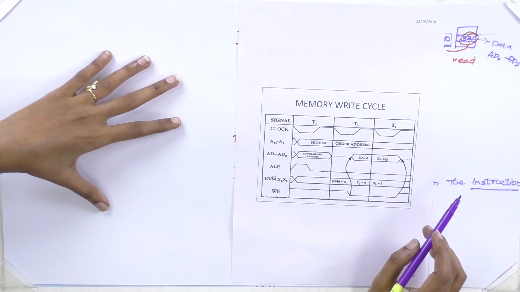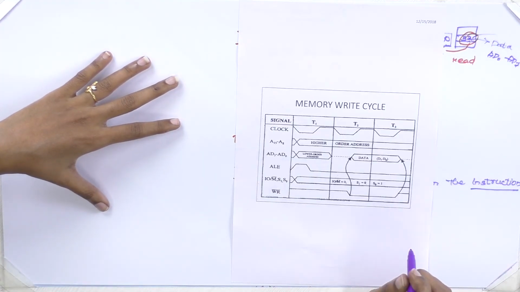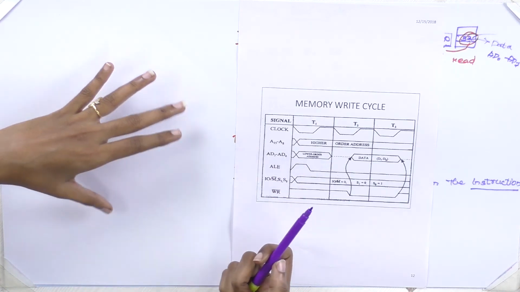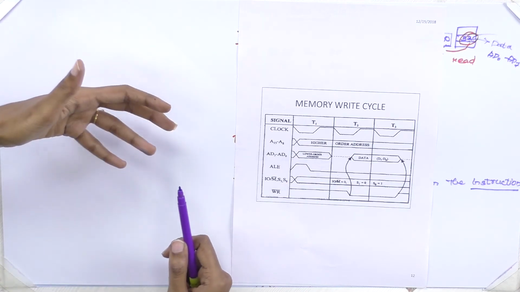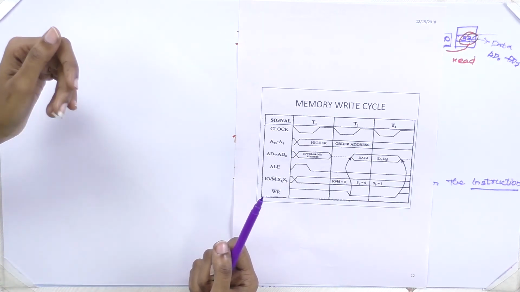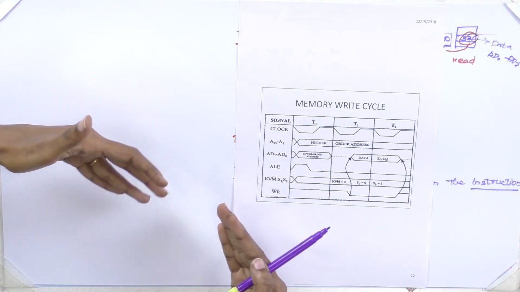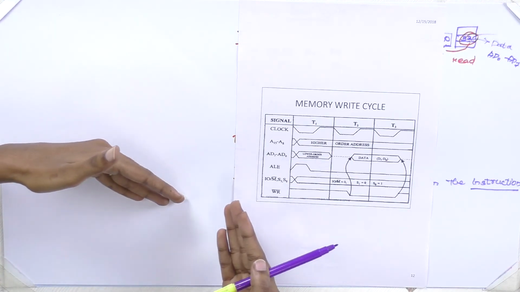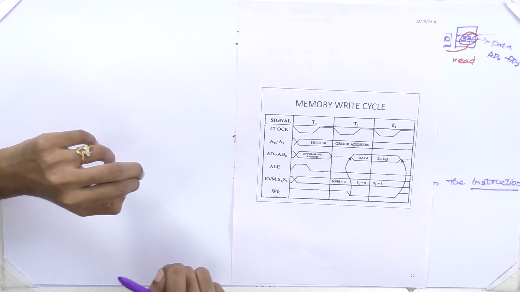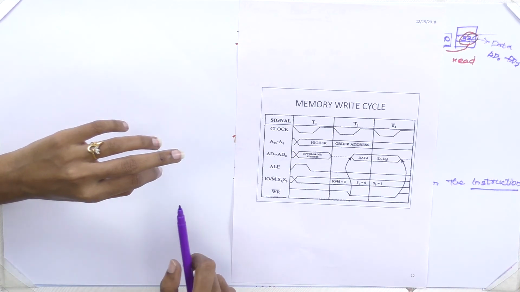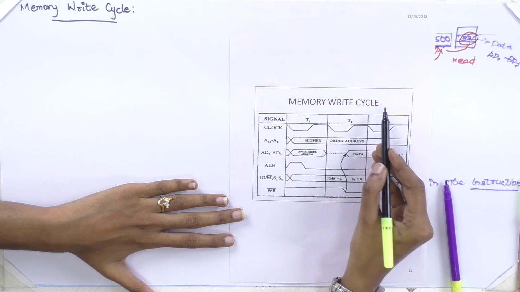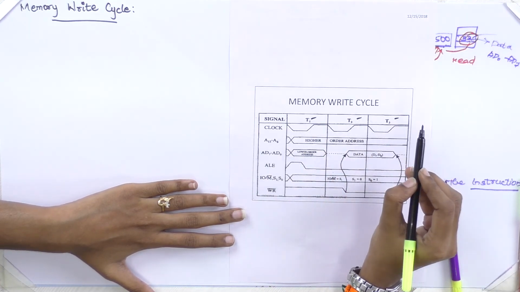So next we are going to see the memory write cycle. Okay, this is quite different from the memory read cycle. In memory read, we read a value from the memory location. In memory write, you are going to give a value to a particular memory location, which is nothing but a write operation. You are going to write on a particular memory location. So as we have seen before, this memory write cycle occupies 3 T states. Fine. So we will see that now. This is the timing diagram for the memory write cycle, which occupies 3 T states.